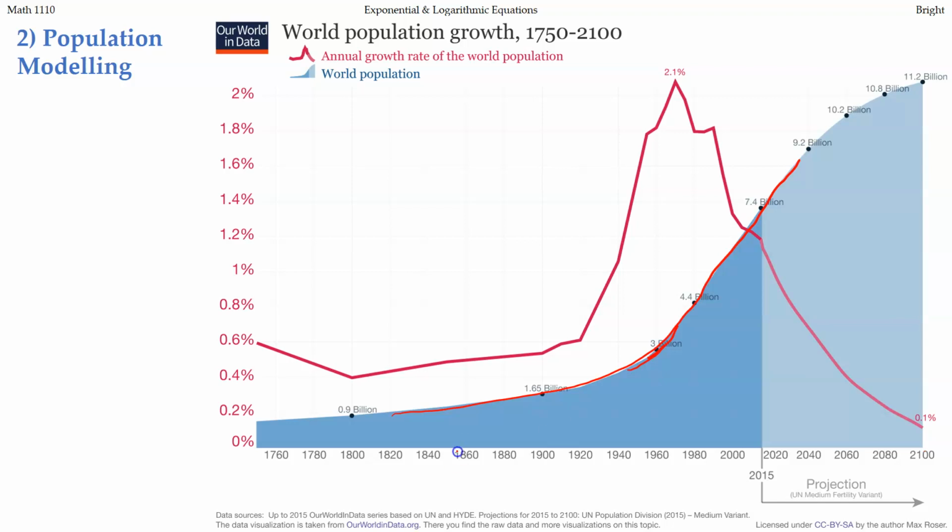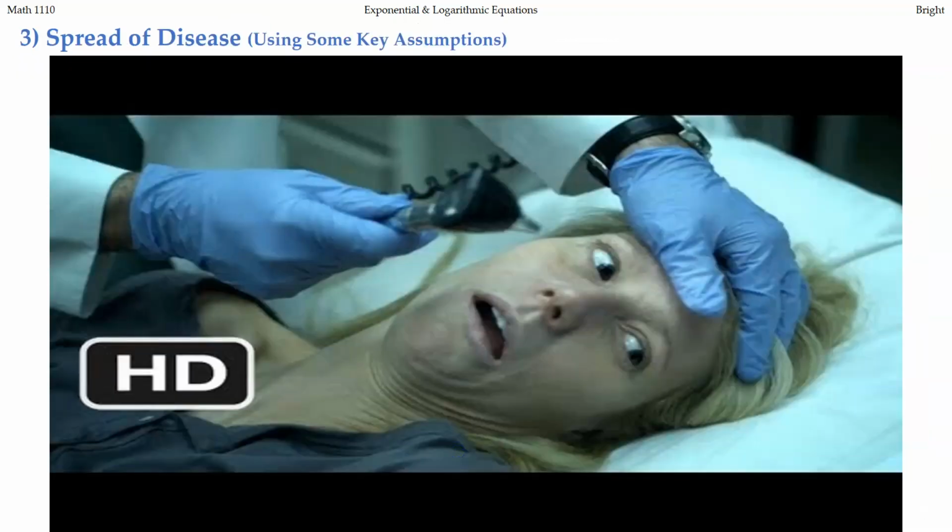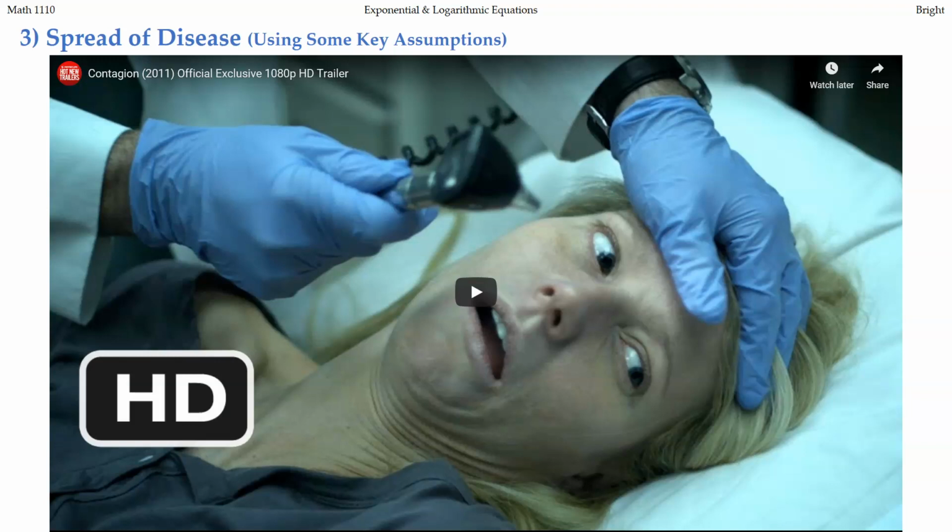And the last thing we can do with this whole thing is look at spread of a disease if we use some key assumptions. So as you can see, this is from the movie Contagion. Really good movie, and it actually takes place in Minneapolis, Minnesota, so that's another fun thing, I think, at least. So I'm not going to play the trailer for you just for time purposes, but go to YouTube, search Contagion trailer, and there's actually a really nice exponential problem that we can solve. And so we'll try and pull that into class again if we have time.